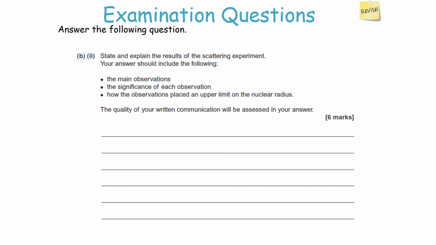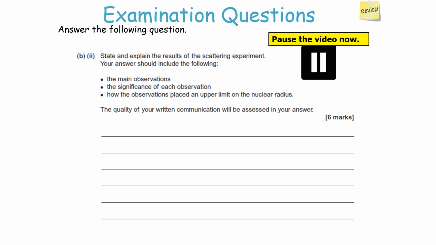Next question. State and explain the results of the scattering experiment, including the main observations, the significance of each observation, and how the observations place an upper limit on the nuclear radius. So pause the video now and then unpause the video when you want to go through the answer.